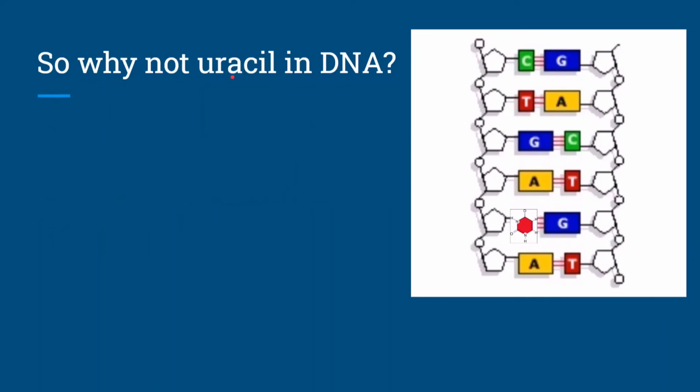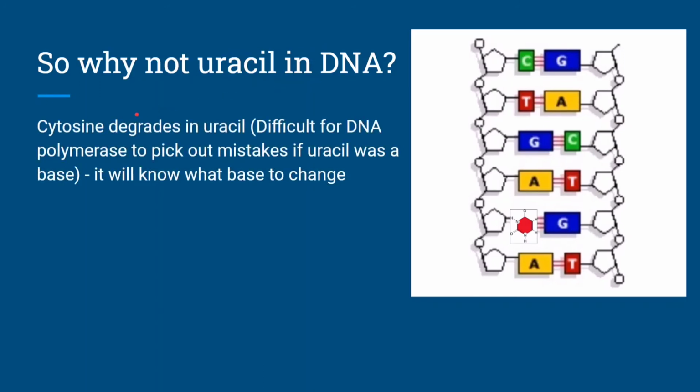So why don't we use uracil in DNA? And this is because cytosine degrades into uracil. So if the cytosine degrades into uracil, it means that the DNA polymerase, when it is proofreading, if there is a mistake where cytosine has degraded into uracil, it would be harder to pick out the mistakes if uracil was a base in DNA as well. It wouldn't know which base to change back.